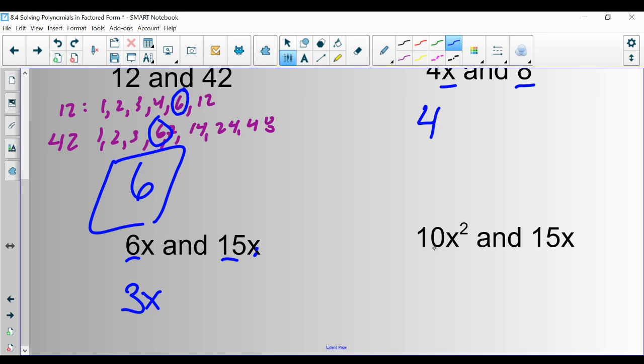And then lastly, the greatest common factor between these two, 10x squared and 15x, would be 5x. The factors of 10 would be 1, 2, 5, and 10. And this one would be 1, 3, 5, and 15. This one has 2 x's, and this one has 1 x. So in common, they have 1 x.